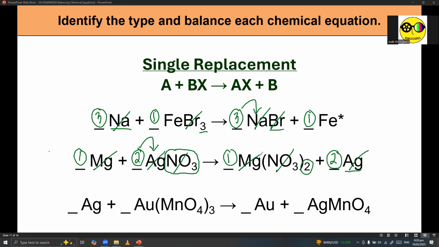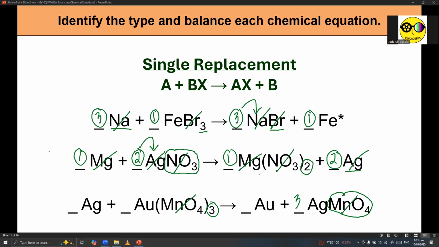Last, Ag plus Au(MnO4)3 becoming Au plus AgMnO4. So I'd like to start with the groups. So you have three MnO4 groups on the left side, and you only have one on the right side. So I have to multiply AgMnO4 by 3, balancing MnO4.